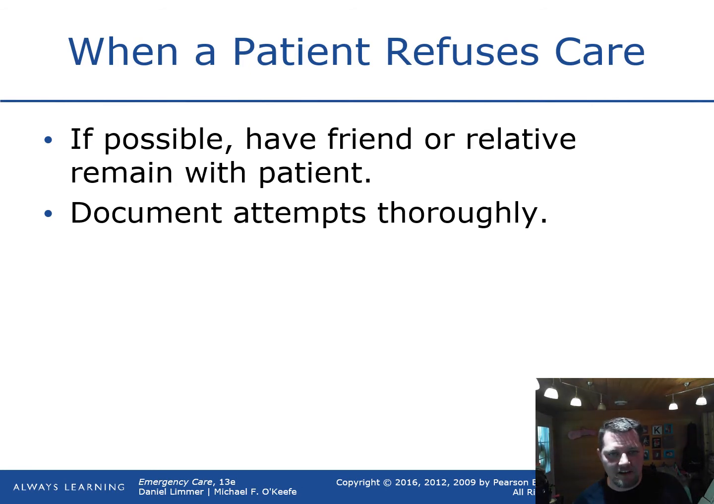So also, if possible, have a friend or a relative remain with the patient and document all of your attempts thoroughly.